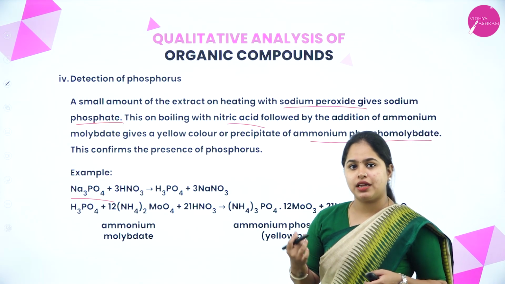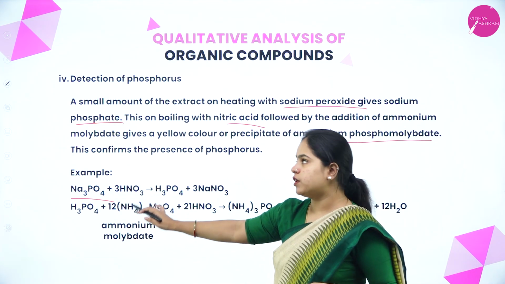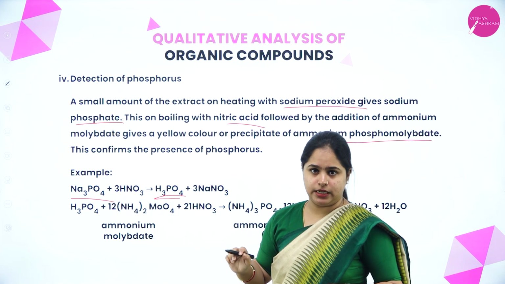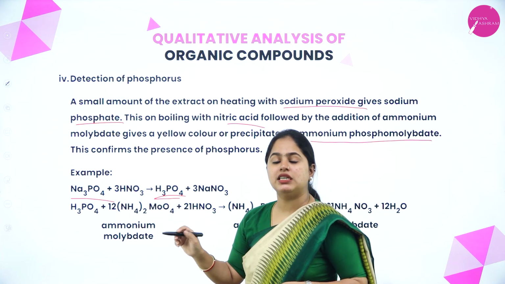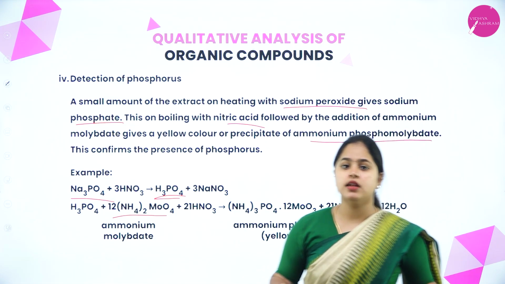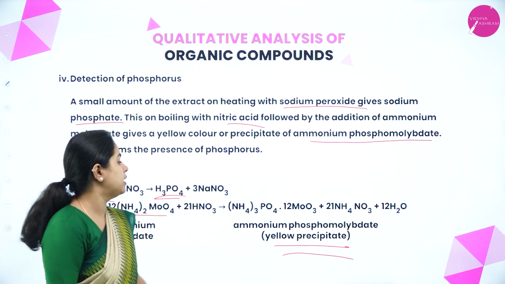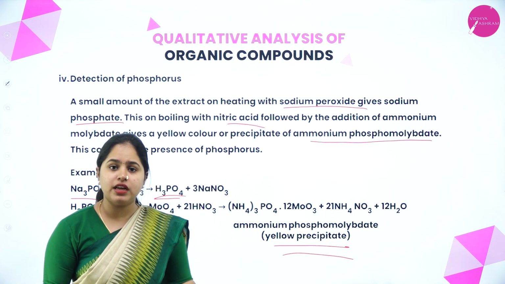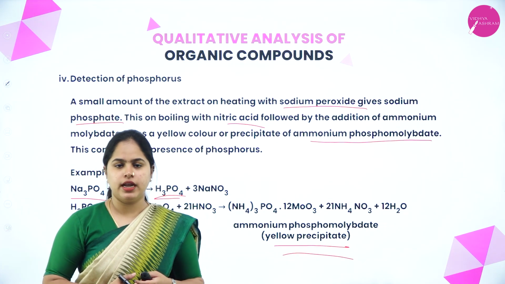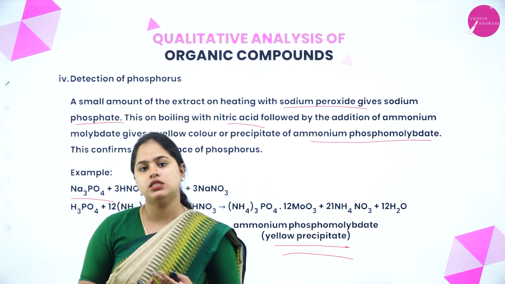Yes, so the extract first reacts with sodium peroxide, which forms sodium phosphate, and sodium phosphate is further reacted with nitric acid and you will get phosphate here, right? And when it is further reacted with ammonium molybdate, finally you will be obtaining a yellow precipitate. What is this yellow precipitate? It is ammonium phosphomolybdate. So, if you obtain a yellow precipitate, we can confirm the presence of phosphorus, right? Okay, so I hope the detection of nitrogen, phosphorus, sulfur and the halogens is clear for you.